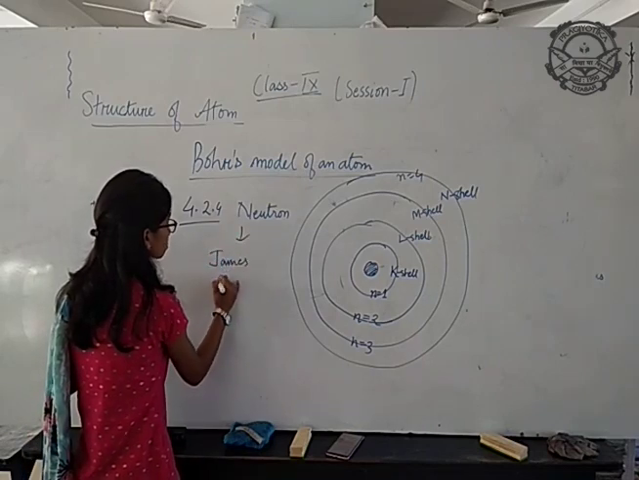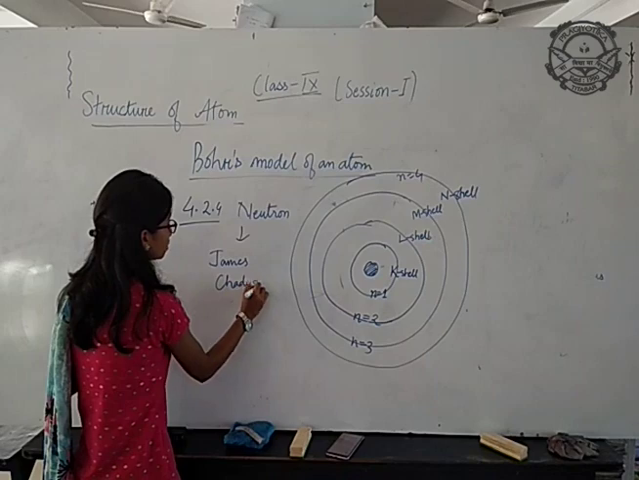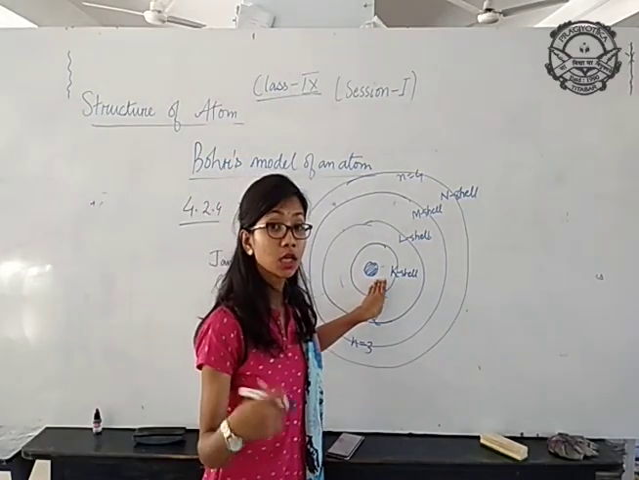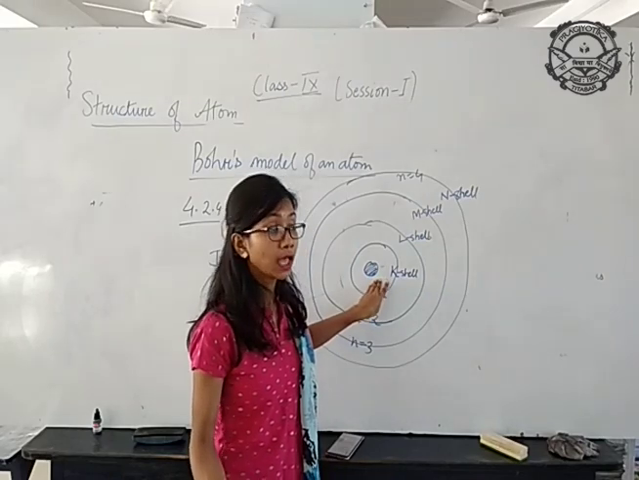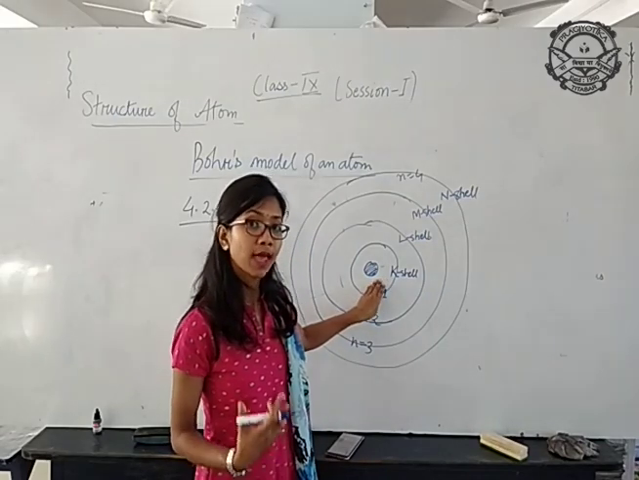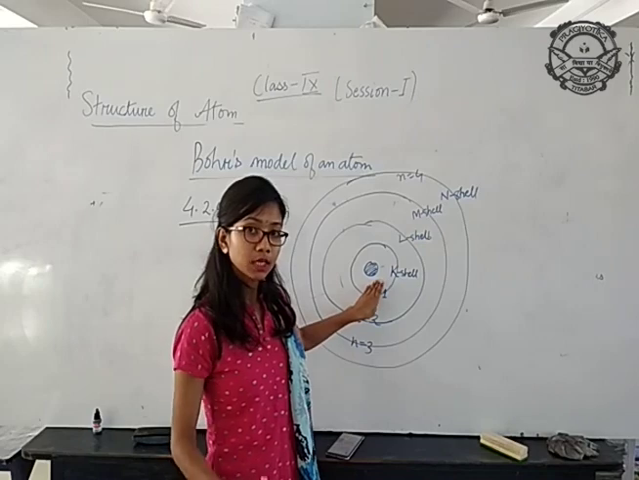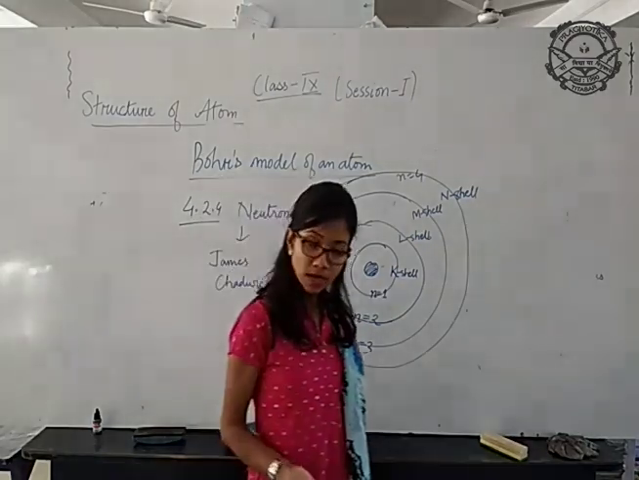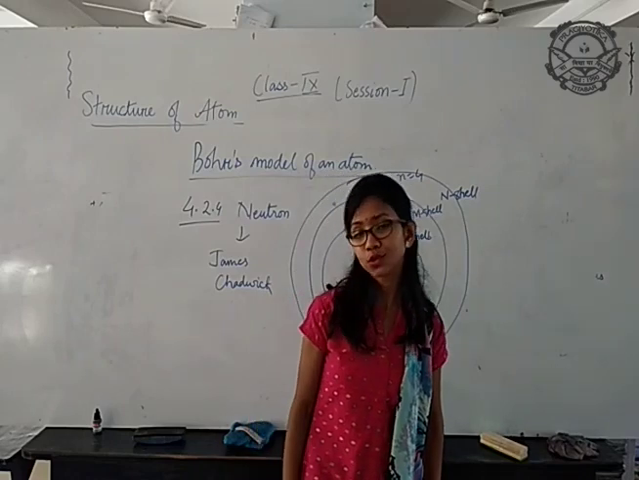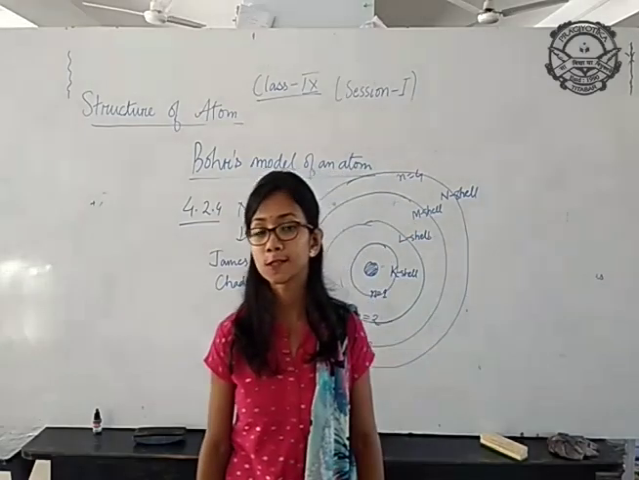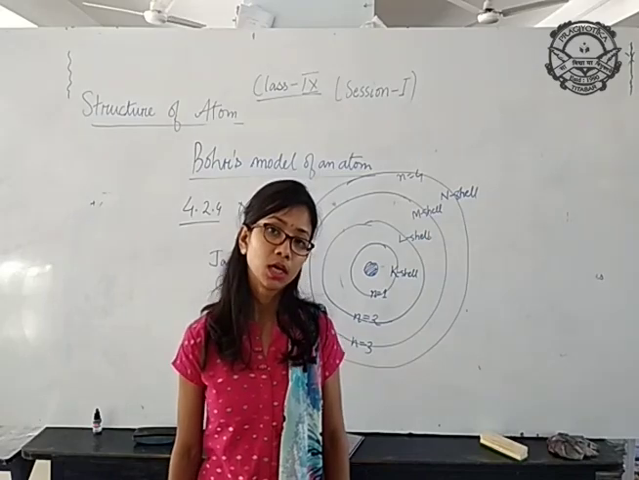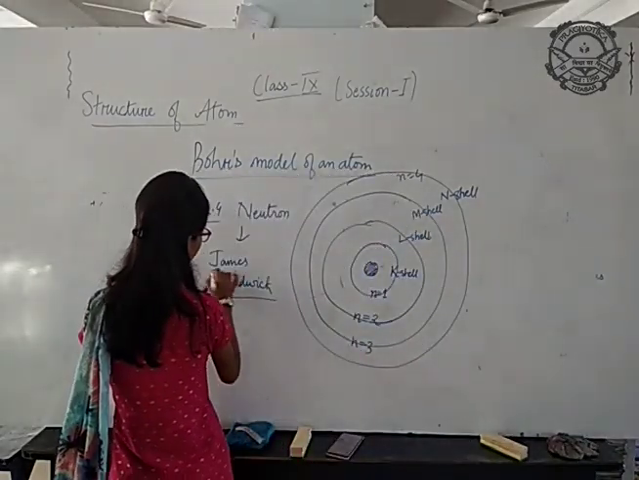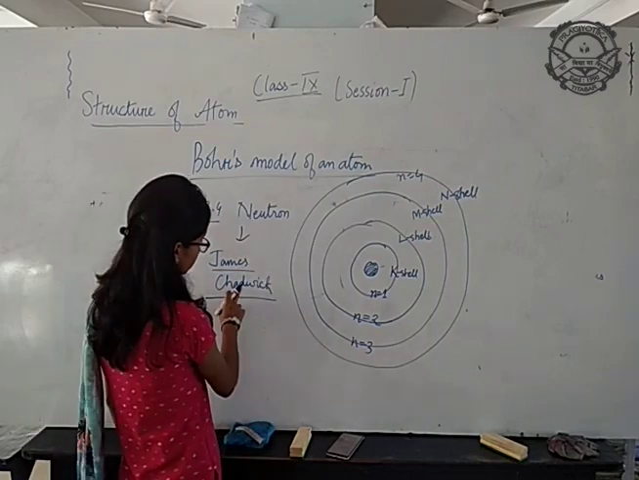And what are neutrons? Neutrons are nothing but the neutral particles present inside the nucleus, contributing to the atomic mass of an atom. What I am telling, neutrons are neutral particles present inside the nucleus which are contributing towards the atomic mass of the atom. So these are the neutrons, and they were discovered by James Chadwick.